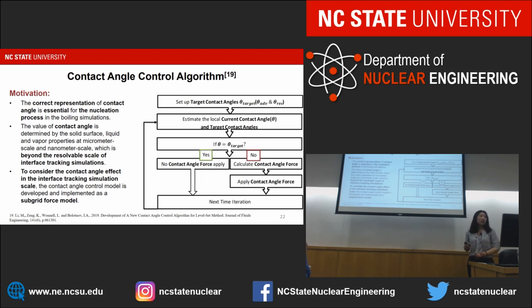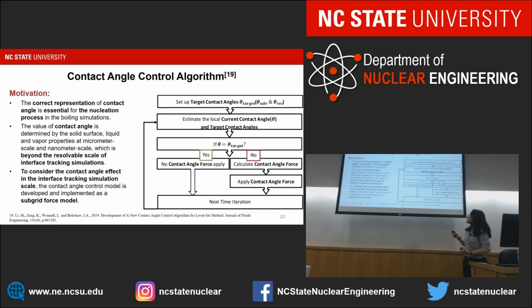So in order to consider this contact angle effect in the interface tracking simulations, which is millimeter scale at most, the contact angle control algorithm is developed and implemented as a subgrid force model. And this plot here is showing the pseudocode of this algorithm. First, we set up the target contact angle, which is determined by the solid surface, the liquid and vapor properties, as we mentioned before. So this is the input.